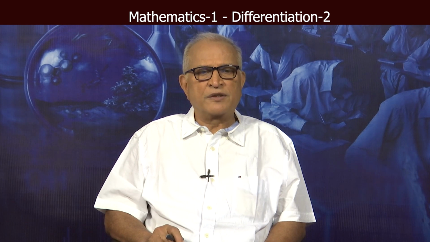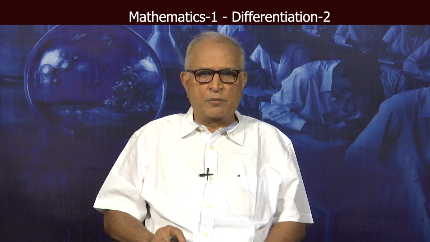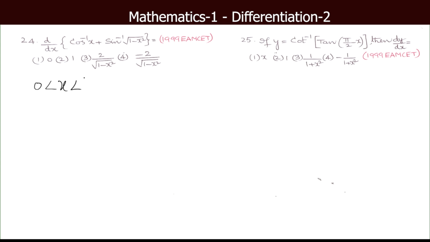So, question number 24. The derivative of arc cosine x plus arc sine root of 1 minus x square. Once again, insufficient information about x. When 0 less than x less than 1, this implies arc sine root of 1 minus x square is same as arc cosine x.